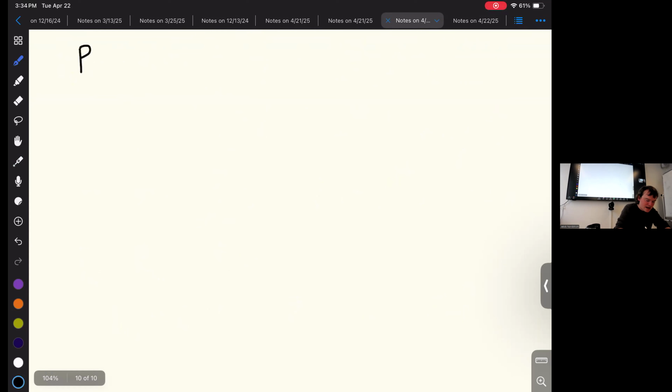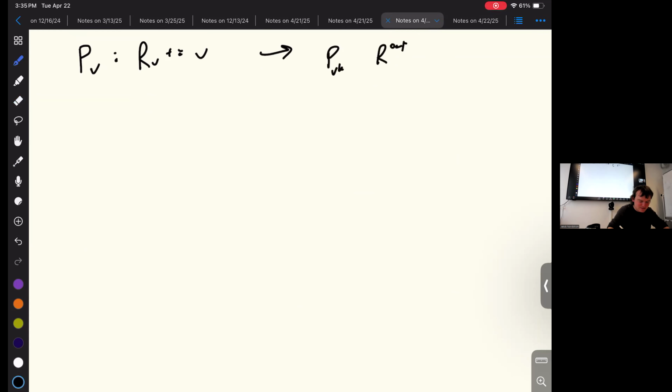So I'm going to assume now I have a program P_V, which just says R_V plus equals the value V. And again, you should think of this as like V is the sum from the last step. And from it, I'm going to derive P raised V to the K, which says R_out, the output register, so it doesn't matter, plus equals V to the K.